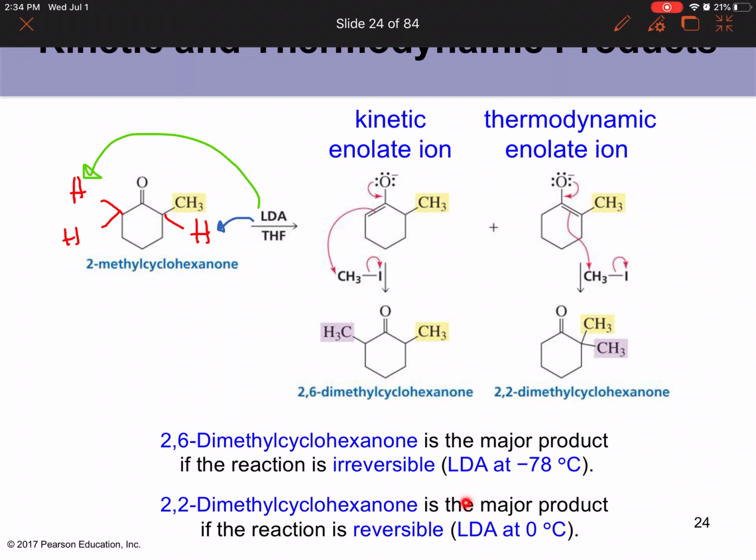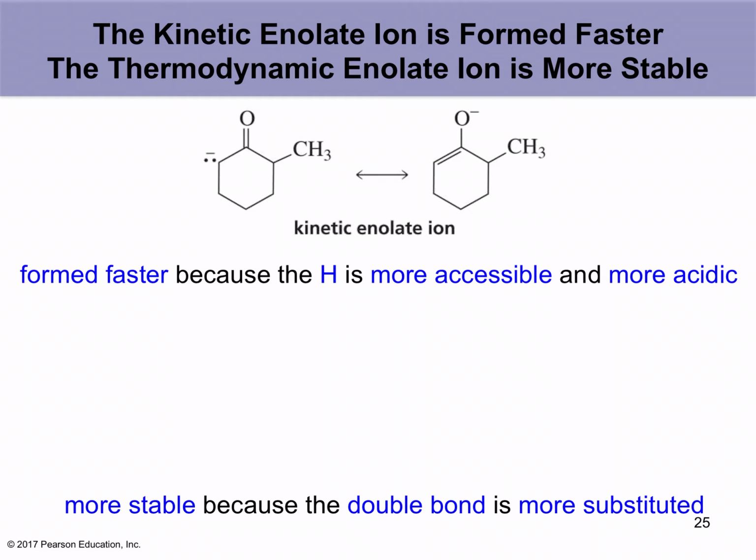Okay, same LDA we are using. So if you are doing a reaction where you want specifically to attach your alkyl group either to this carbon or to this carbon, by changing the temperature of the reaction mixture, you can achieve what you want. The kinetic enolate ion is formed faster. The thermodynamic enolate ion is more stable.